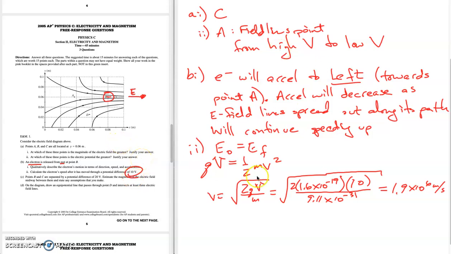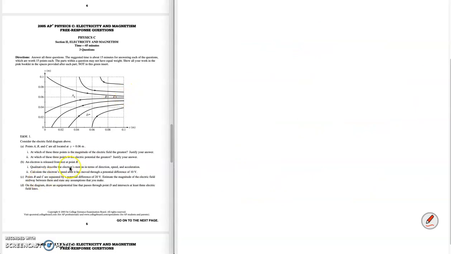All right, I need to clear this out so I can have space for C and D. All right, points B and C. Okay, so B is at 0.08. C looks like it's at 0.09, both measured in meters. And they're separated by a potential difference of 20 volts. Let's get the size of the electric field.